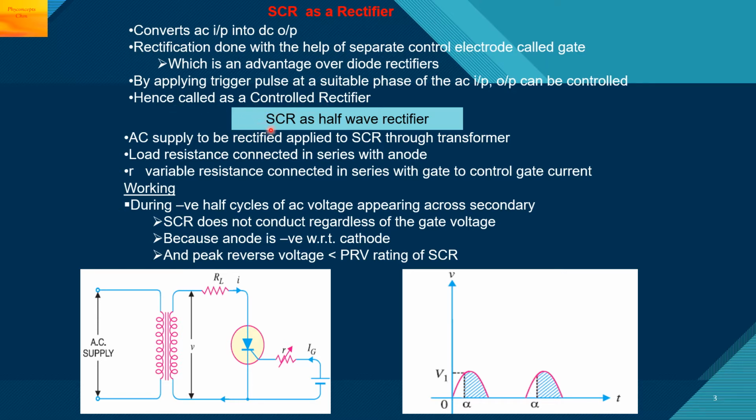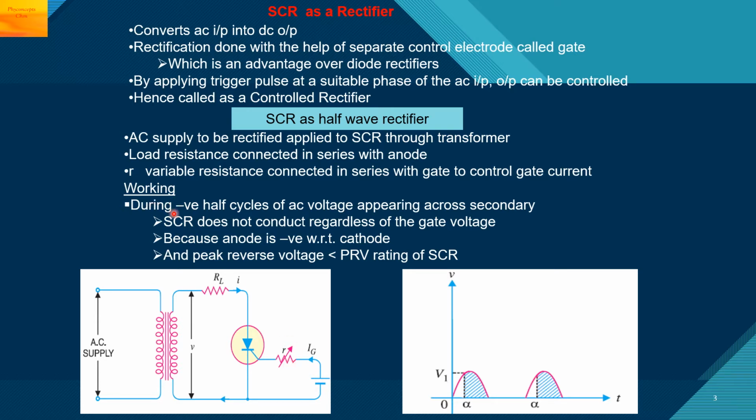First we will see SCR as a half wave rectifier. The AC supply to be rectified is applied to the SCR through the transformer. So this is the AC supply applied to the transformer. The load resistance is connected in series with the anode. This is the load resistance connected to the anode. Small r is a variable resistance connected in series with the gate to control the gate current.